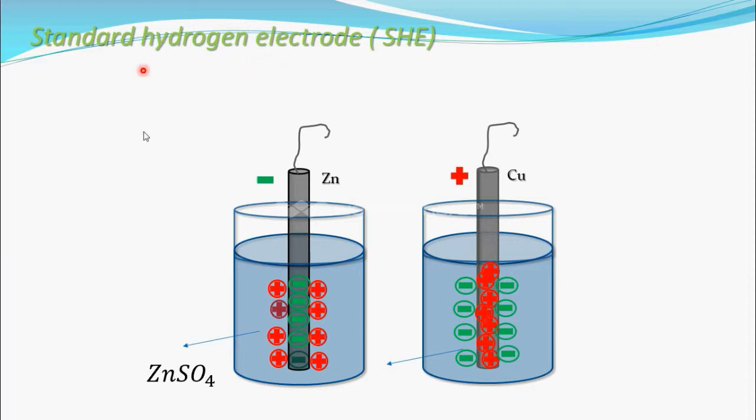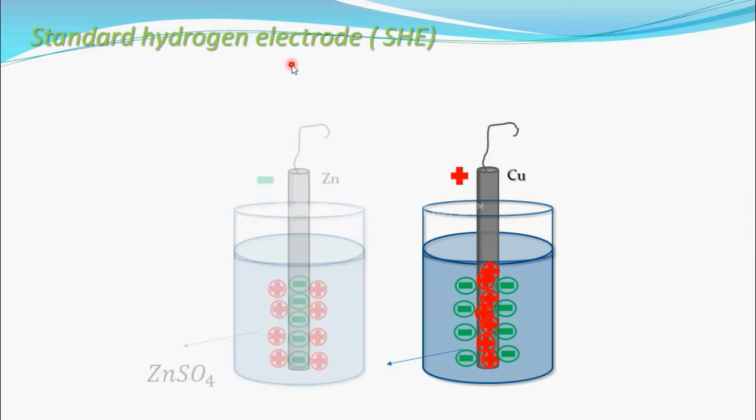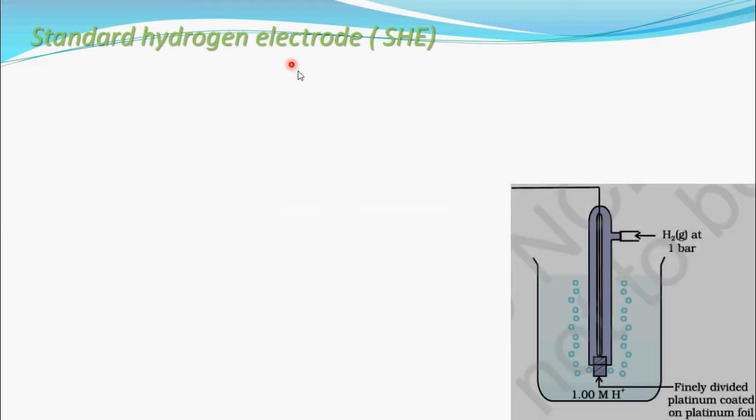You know that if the concentration of the species involved is 1 molar, that is, if the concentration of this ZnSO4 solution is 1 molar, we call that standard. Here also, if the concentration of the hydrogen ion solution is 1 molar, then it is the standard hydrogen electrode. Electrode, not electrolyte, electrode. See, this is the standard hydrogen electrode.